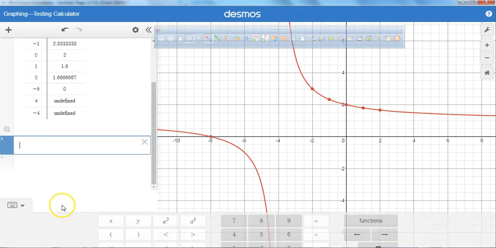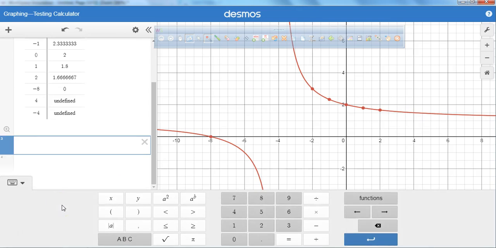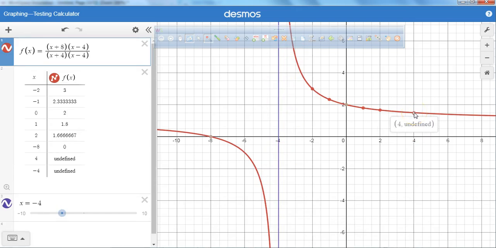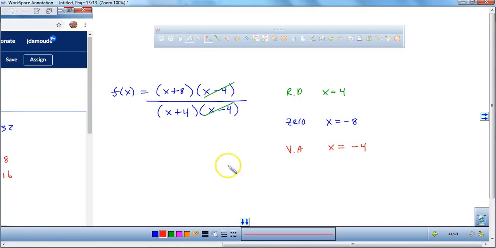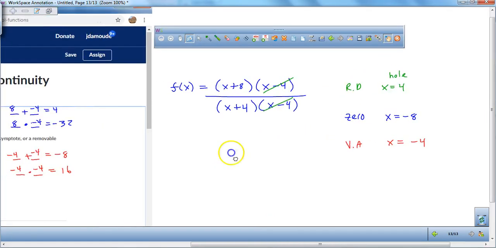An asymptote is a vertical line that goes straight up and down. That's at x equals -4, which is right here. This is an asymptote that goes straight up and down. This is a hole. And then -8 is the 0. So hopefully you can see that and understand what I'm talking about. When one of them cancels out, that creates a removable discontinuity, and that's also referred to as a hole. So that's a hole. This is referred to as a 0. That's referred to as a vertical asymptote.